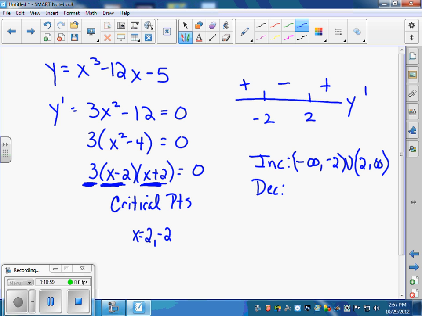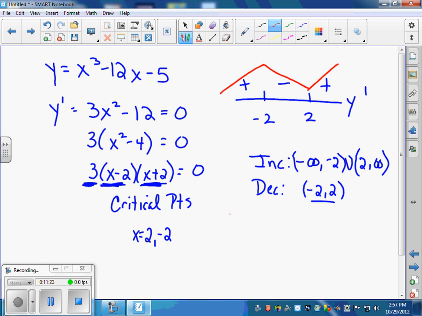Then I decrease when my derivative is negative. Well, that's from negative 2 to 2. Now you need to realize that that is not an ordered pair at negative 2, 2. It's from x is negative 2 to x is positive 2. Now if I go in and kind of sketch my graph, it looks like this. We go up, then we decrease, and then we increase. And notice this is supposed to look like a cubic, and it does.